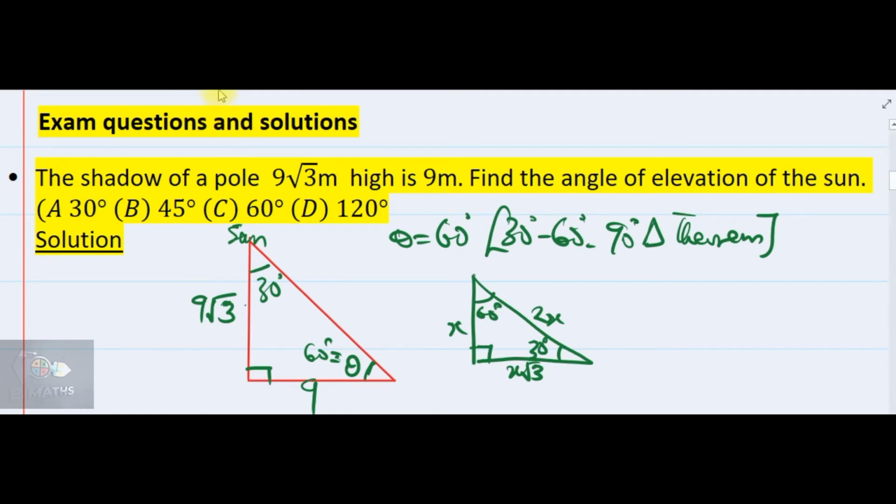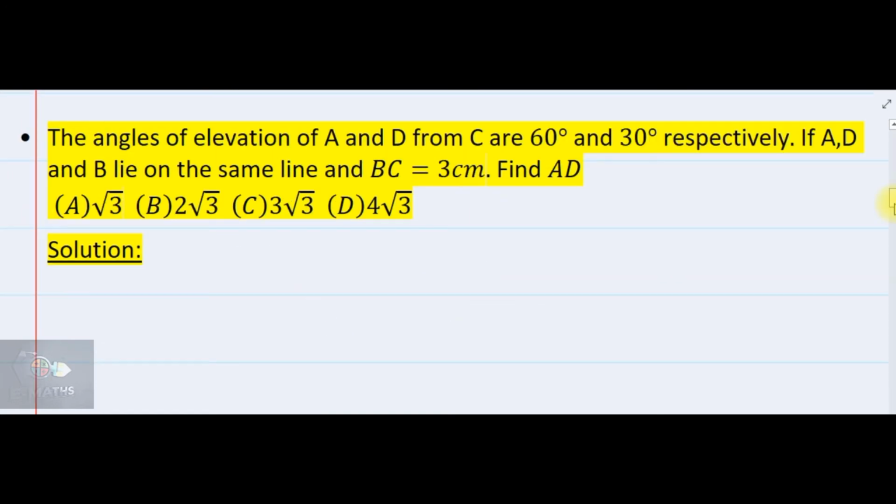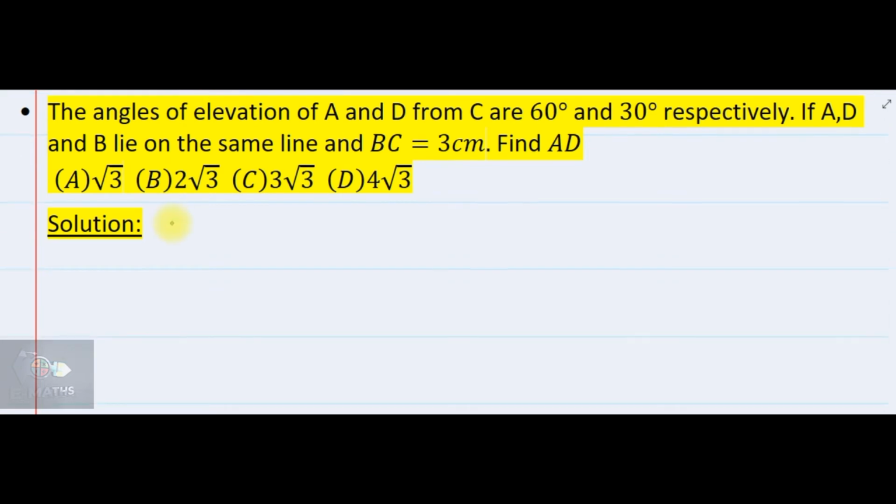The second question: the angles of elevation of A and D from C are 30 and 60 respectively. If A, D and B lie on the same line, and BC is 3 cm, we have to find AD. To represent this is simple.